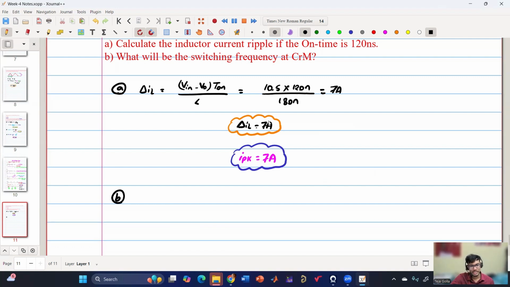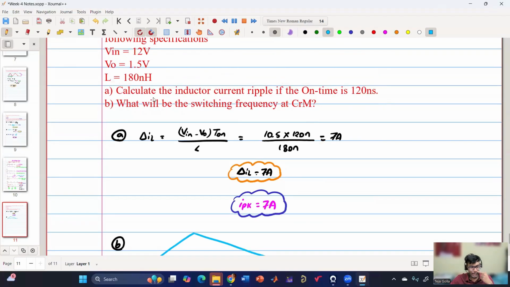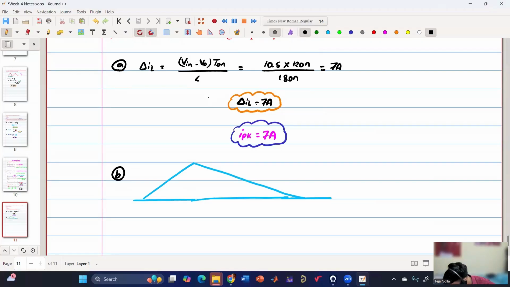Yes. So basically at CRM, we know that I average minus delta IL by 2 equals 0. But basically we are asking the switching frequency and we know the on time. On time is fixed and then we know V in and V0. So I can use this equation: T on is basically D into T, where duty ratio is V0 by V in, which is 1.5 by 12, into time period T.